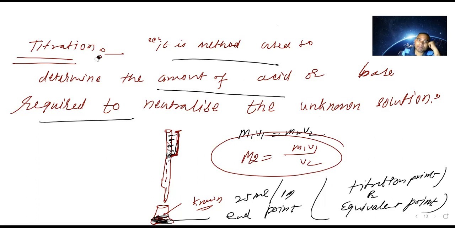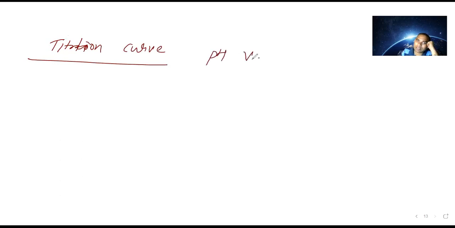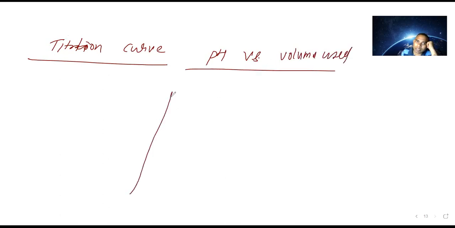Now we are having the titration curve. Titration curve, basically in your syllabus, is pH versus volume used. So suppose on one axis you are using the pH change, and on the other is volume. There are three to four cases.